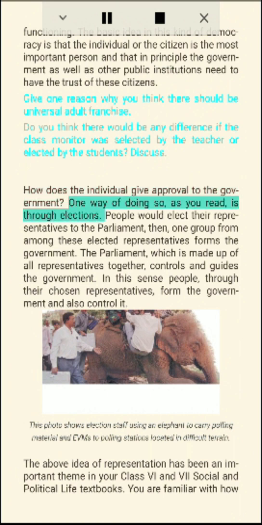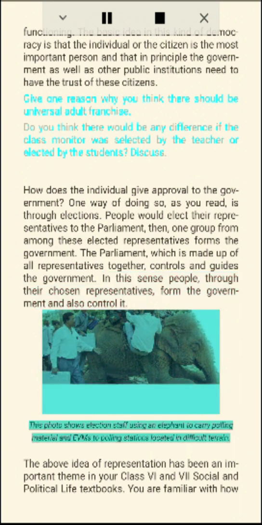One way of doing so, as you read, is through elections. People would elect their representatives to the parliament, then, one group from among these elected representatives forms the government. The parliament, which is made up of all representatives together, controls and guides the government. In this sense, people, through their chosen representatives, form the government and also control it.